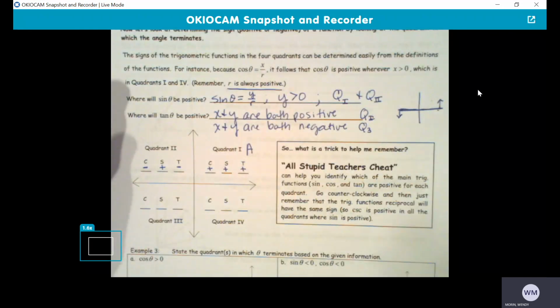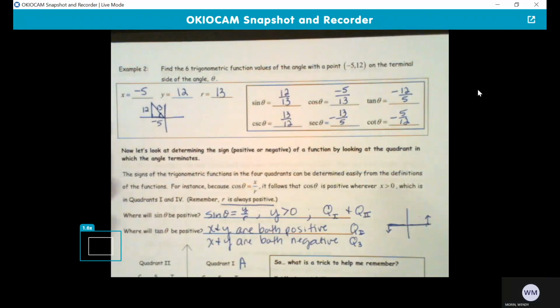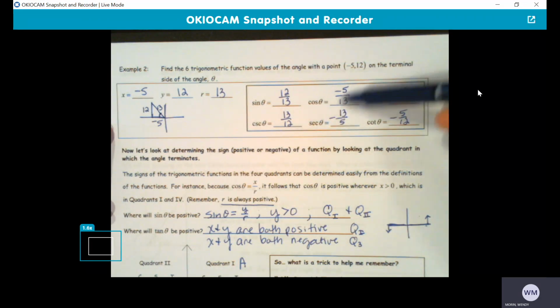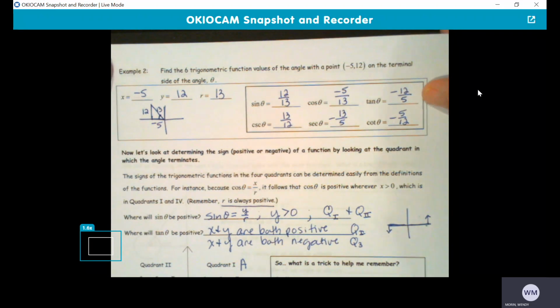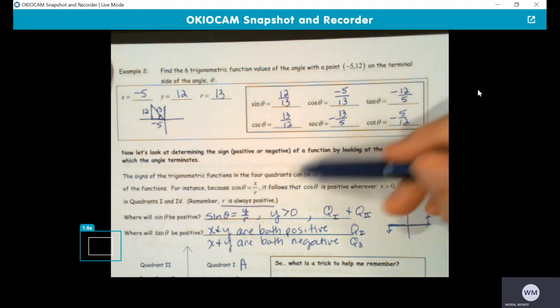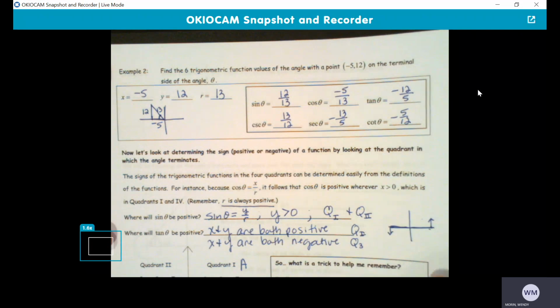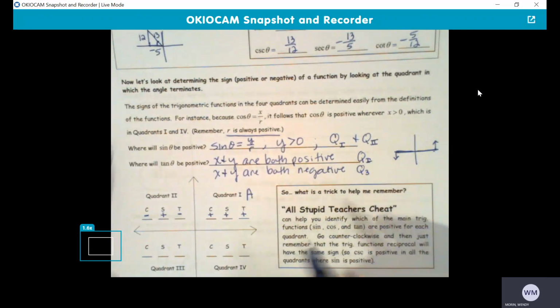Okay. Example number 2. Only sine and its reciprocal are positive. Everything else is negative. Okay, well, what if we were in the third and in the fourth quadrant? Well, if we look up here, we have already talked that the tangent is negative in quadrant 3. We already wrote that down. So tangent is negative.